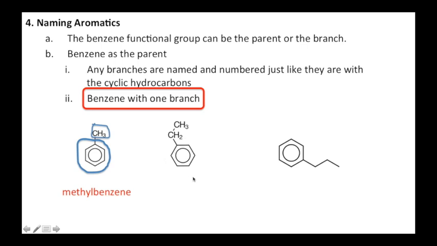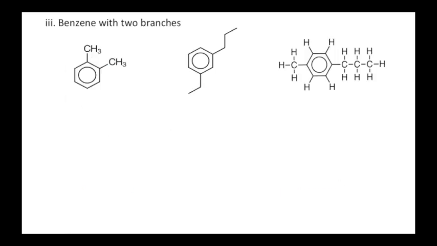Alright, what would you name this one? You probably already have it. That is an ethylbenzene. Got my ethyl and a benzene. What would you name this one? Now be careful, here's a carbon. Coming off that carbon is 1, 2, 3. This is a branch of 3. Propylbenzene. Good.